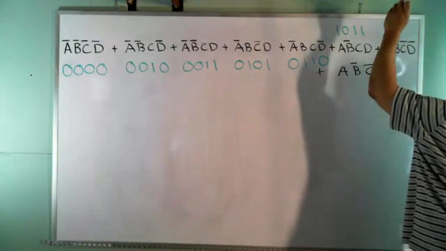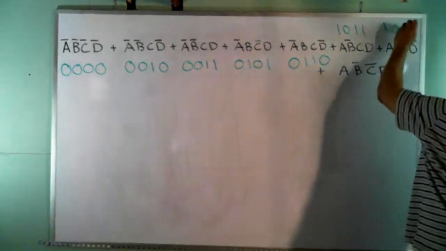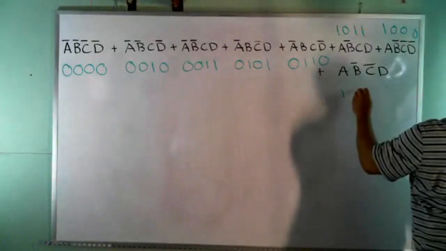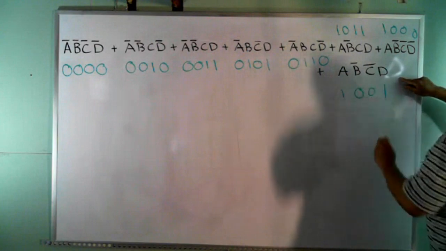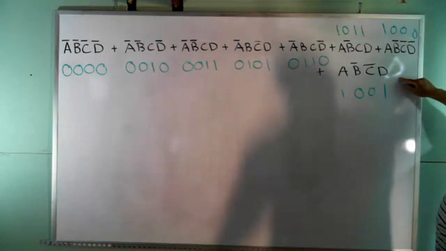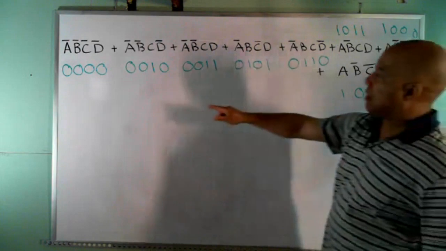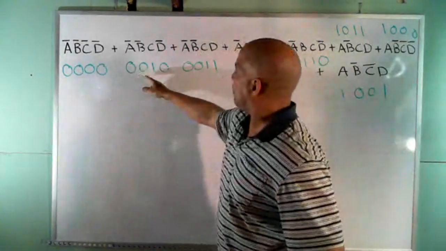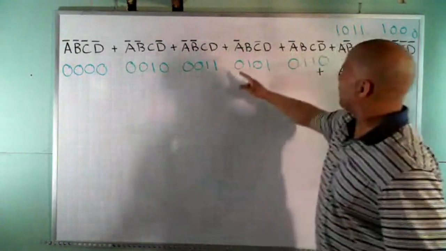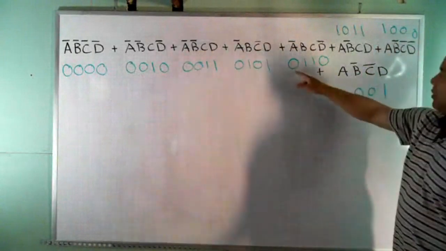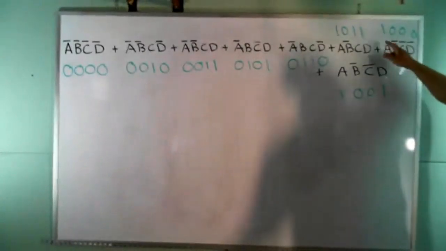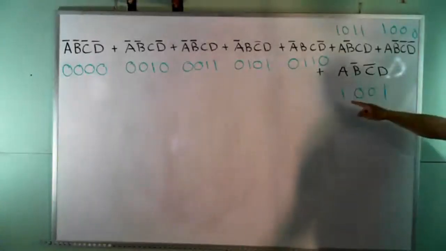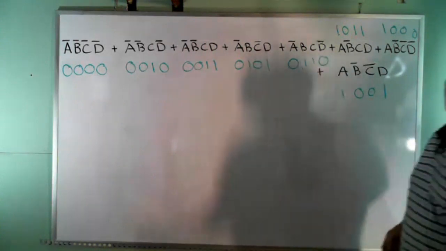1, 0, 1, 1. 1, 0, 0, 0. And the 1. Why do I got this twice? No, I got 0, 0, 1. Now, does that check out to what you guys got? I know I'm all over the place. I got all 4 zeros. 0, 0, 1, 0. 0, 0, 1, 1. 0, 1, 0, 1. 0, 1, 1, 0. 1, 1. 1, 0, 1, 1. 1, 0, 0, 0. And 1, 0, 0, 1.